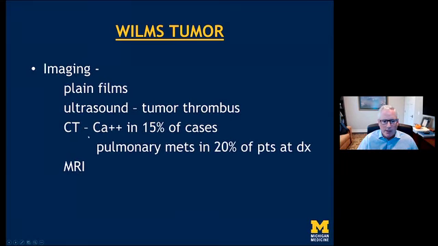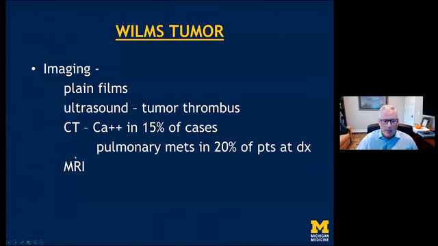On imaging, we said that you can have calcification, but you usually don't see it on radiograph. It's very subtle, and it's not that common. What we are looking for is vascular thrombosis. I should have put this in a highlight because that's such an important part of the evaluation of Wilms tumor. And then we do know that up to a fifth to a quarter of patients will have pulmonary metastases.